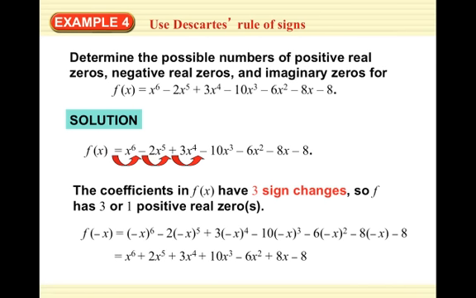All right, so now we need to count the sign changes as we go from term to term for f of negative x. We go from positive 1 to positive 2, there's no sign change. Positive 2 to positive 3, no sign change. Positive 3 to positive 10, no sign change. Positive 10 to negative 6, there is a sign change. Negative 6 to positive 8, there is a sign change. Positive 8 to negative 8, once again, there's a sign change.